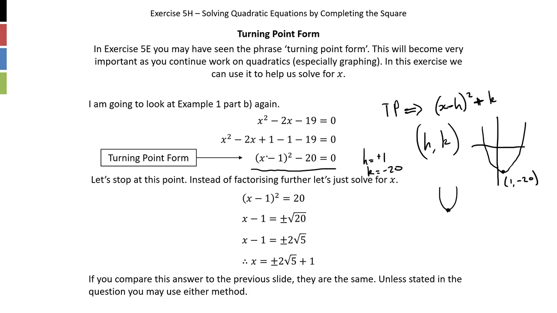And this is what turning point form is. We have x minus something all squared minus 20. So it's halfway through completing the square. This is why completing the square is also really powerful, because it allows you to jump straight to some graphing stuff. Okay, so we can stop at that.